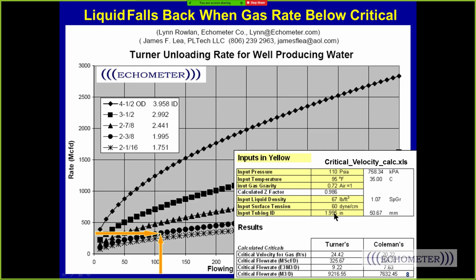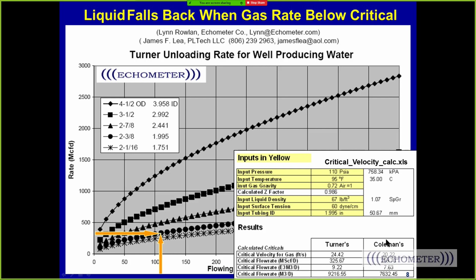You put the tubing ID in, and then it calculates the Turner critical velocity in feet per second at this pressure, and the flow rate required in standard cubic feet, and it gives you this velocity at that pressure and temperature. And then it's also in meters per day, which many people use versus cubic feet per second.